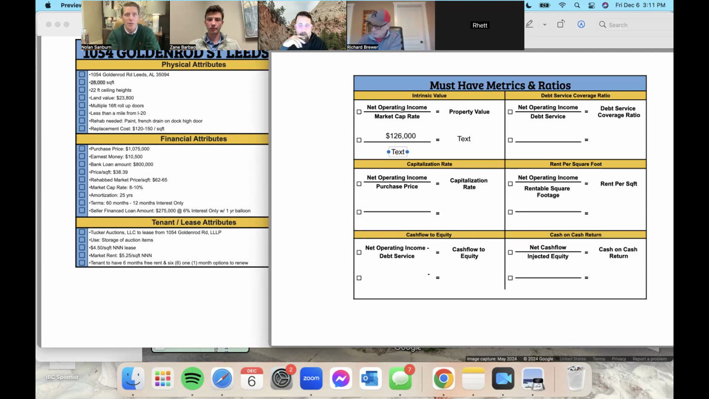Would that be fair? Okay, 9%. Or, of course, that could be 0.09. So then, who discovered what the property's value is? What's the intrinsic value of that real estate? 1.4 million. 1.4 million. Perfect.